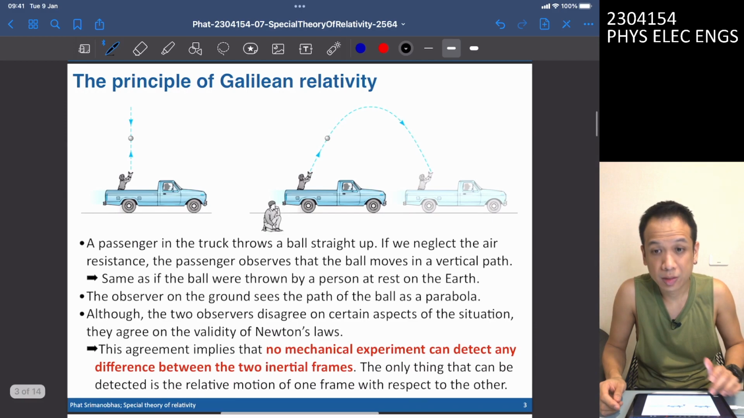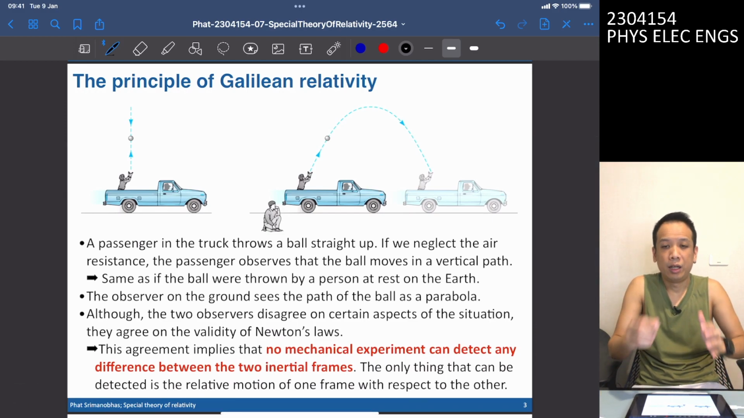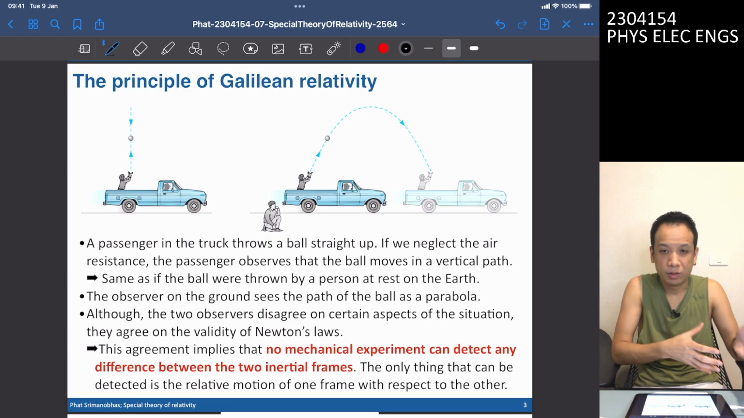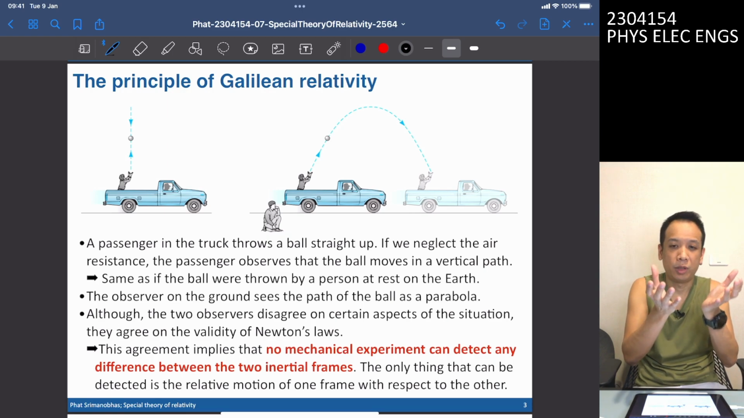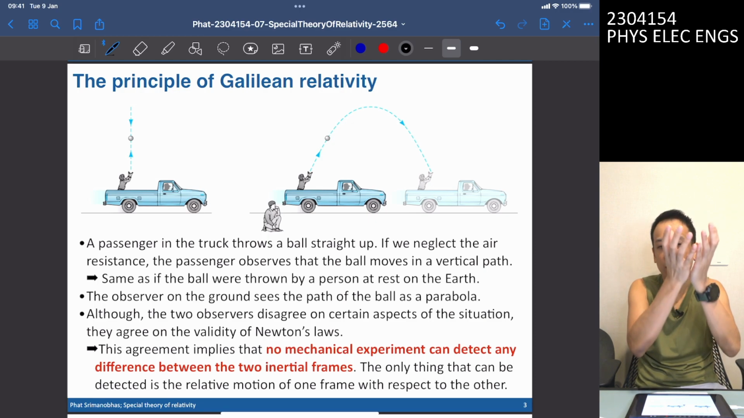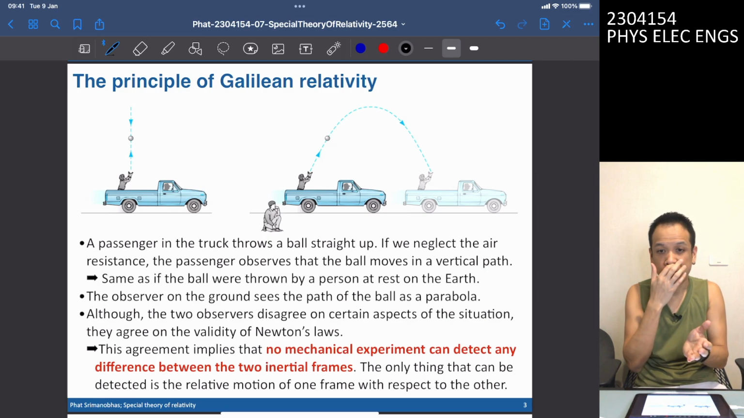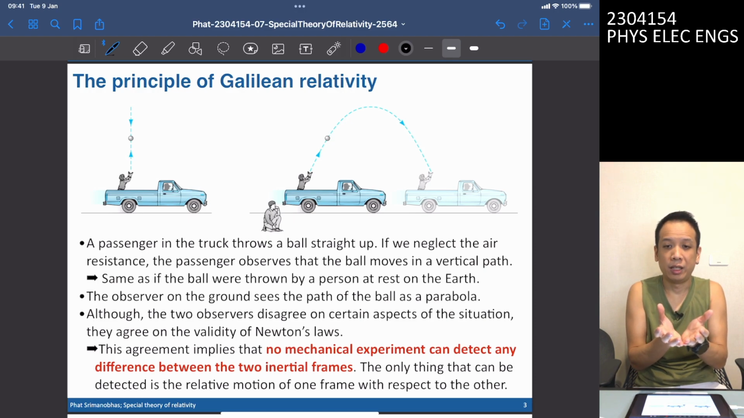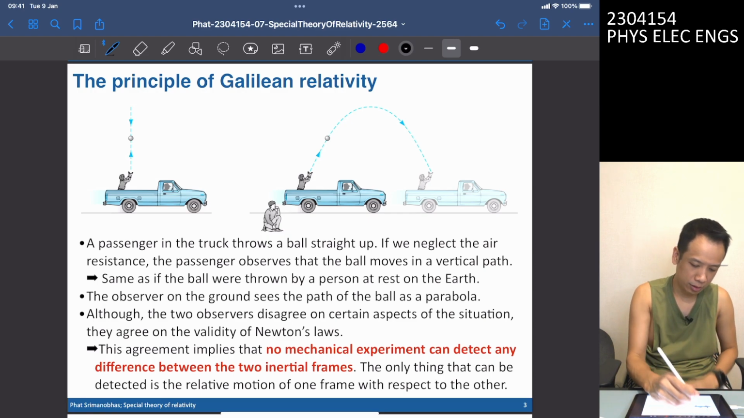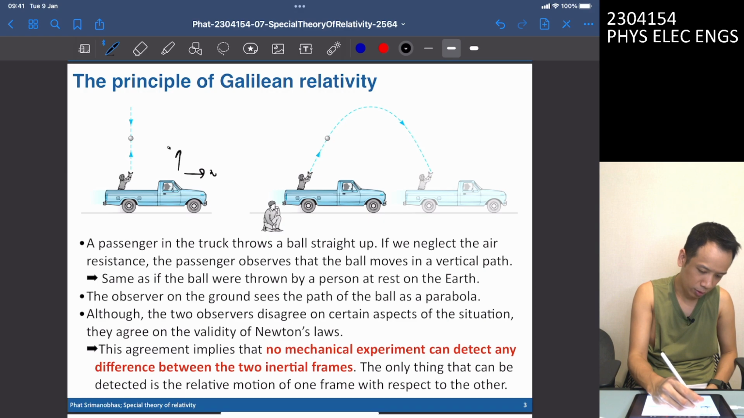So this is an example of the situation. You have a van, and you have people outside the van throwing balls. People in the van will feel that the ball goes up and then falls down. So nothing changed; the change in position is in the y direction only. There is no change in position in the x direction. I assume this is x and this is y.